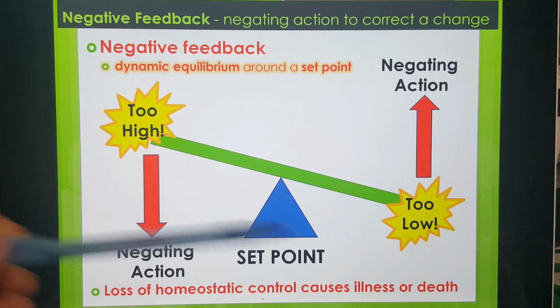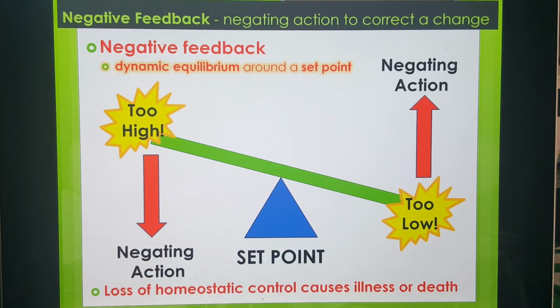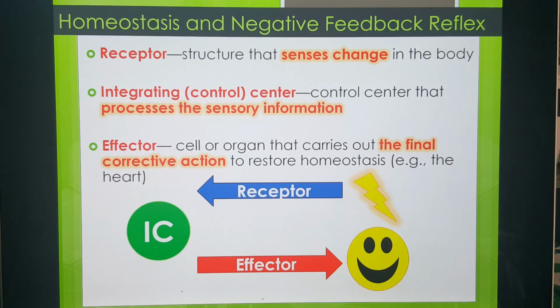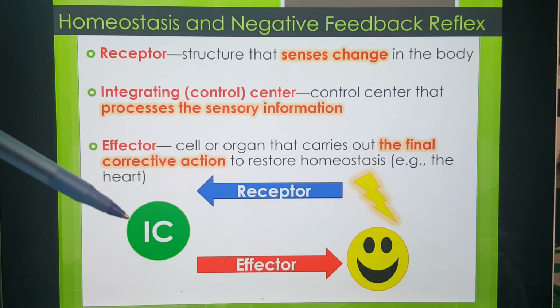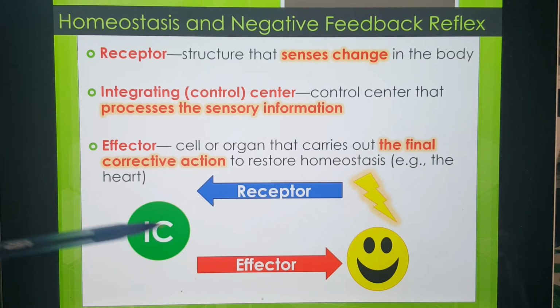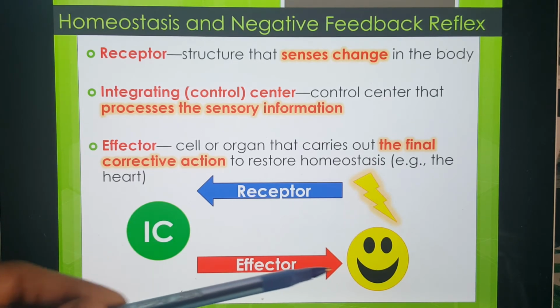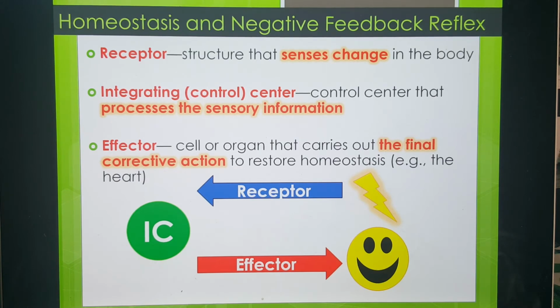If you don't do this, you also could cause some kind of illness or death. Your body either stops functioning, or if you get too hot or too cold, yes, you can die. So let's go to how we know this works. For different things like temperature and pH, we have receptors. Those receptors are stimulated and send that information into an integrating or control center. That control center makes a decision on what negating action needs to happen in order to get back to that set point and make our body happy again. The effector would be the correcting action.